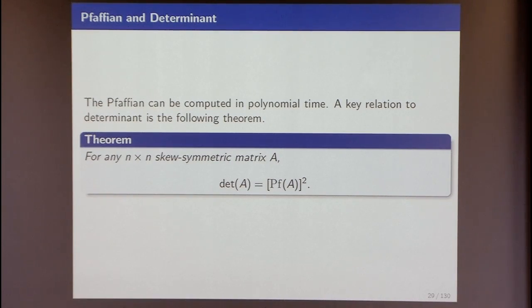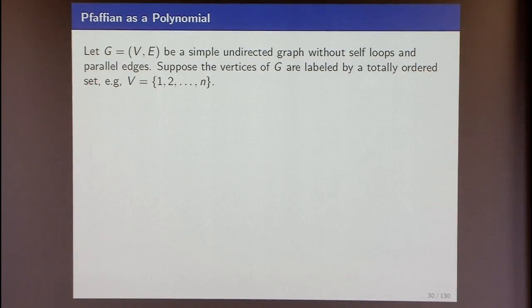Now, the Pfaffian can be computed in polynomial time. There is a way to do it like Gaussian elimination. And in fact, there is this well-known identity which says the determinant is equal to the square of the Pfaffian. The fact that these things can be computed in polynomial time is important for us. Okay.